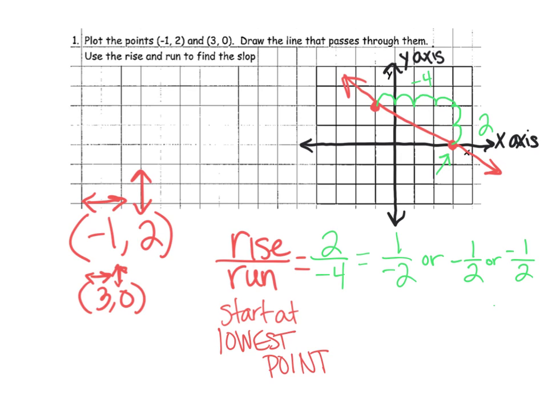A negative slope, negative 1/2, is going to be a downhill line. See how my line goes downhill? And the direction, I'll use blue for this. The direction downhill. It goes downhill.